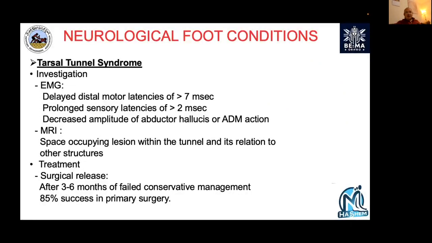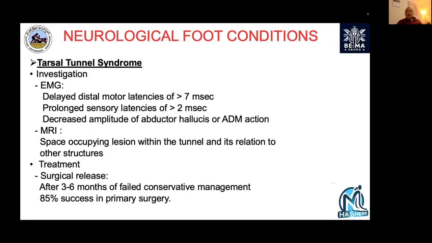Tarsal tunnel investigation is the same as any entrapment syndrome. So any nerve entrapment syndrome, anywhere in the body, what you do is a nerve conduction study, EMG, and you do an MRI scan to detect any local compression cause. So EMG will be showing, in the early stage, just a delayed speed and an increased latency, and later on, if the nerve starts to degenerate, the amplitude of the nerve waves will be low.